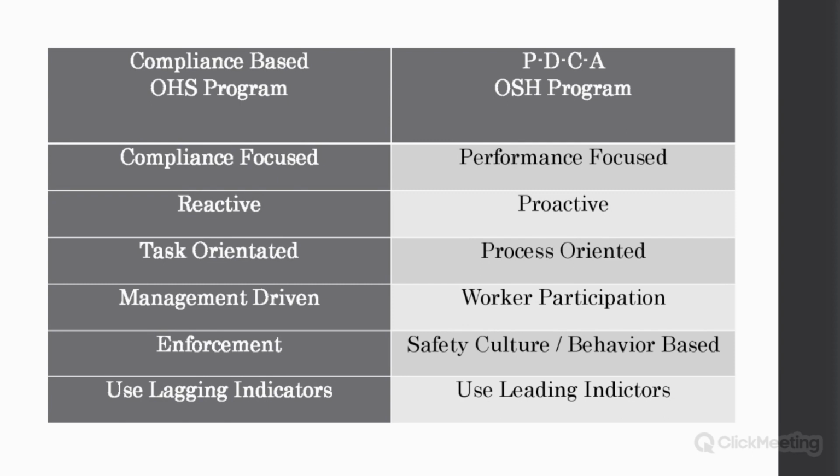When you look at the difference between a compliance-based, or what I'll call an OSHA program, versus a management program, plan, do, check, act, OSHA tends to be compliance-focused versus performance-focused. A lot of OSHA programs tend to be very reactive versus proactive, very task-oriented versus process-oriented, and it's a top-down system with OSHA. With a management system, it's ground floor up. There's a lot more opportunities for worker participation. OSHA programs tend to be driven by enforcement and very punitive, versus management systems trying to be more of a culture-based, behavior-based process. And the OSHA programs tend to focus on lagging indicators versus the use of leading indicators. And that's where you're going to get a bulk of your improvement, by developing a better leading indicator for your safety program.